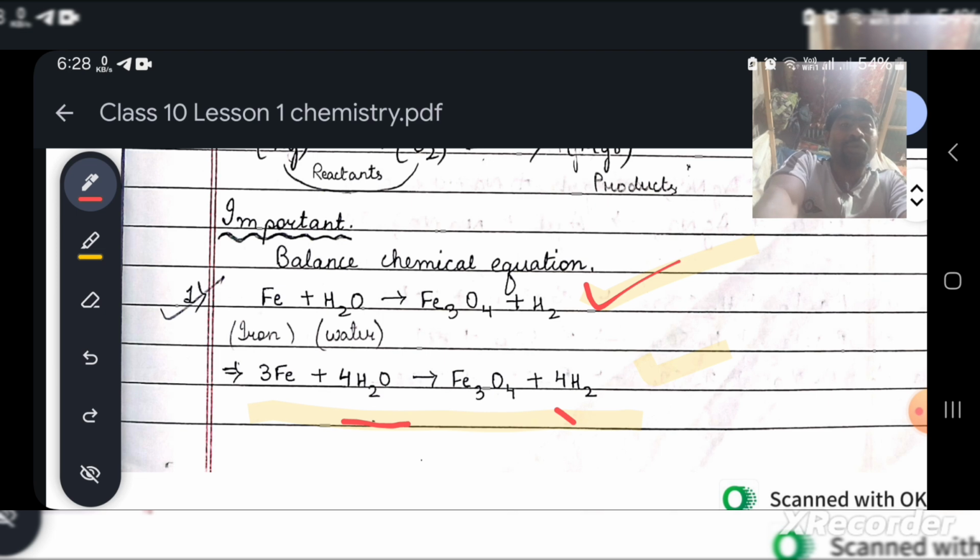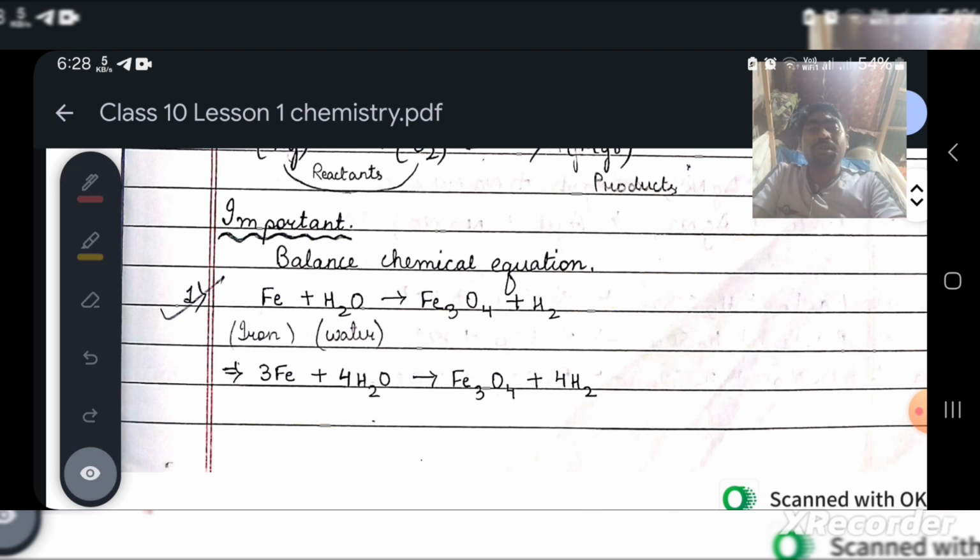So this way we can make an unbalanced equation into a balanced equation. This is called a balanced chemical equation. What is it called? Balanced chemical equation. I guess you have understood this one.